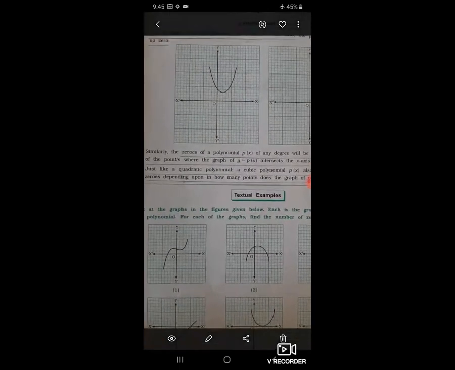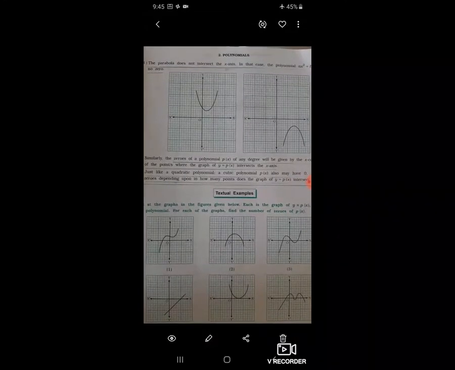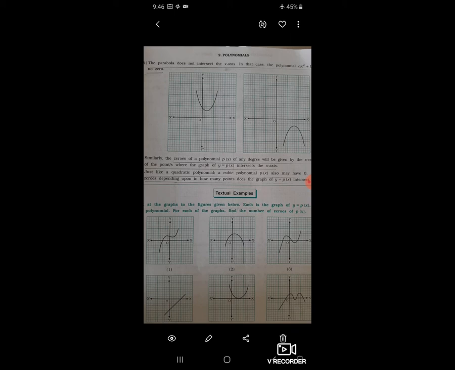Case number 2. The parabola intersects the x-axis at one point only. In this case, the polynomial ax² + bx + c has only one zero, given by the x coordinate of the point at which the parabola touches the x-axis. Now, case number 3. The parabola does not intersect the x-axis. In that case, the polynomial ax² + bx + c has no zero.